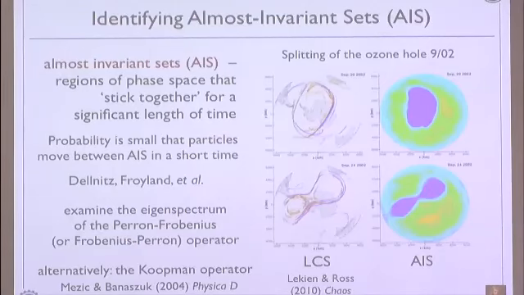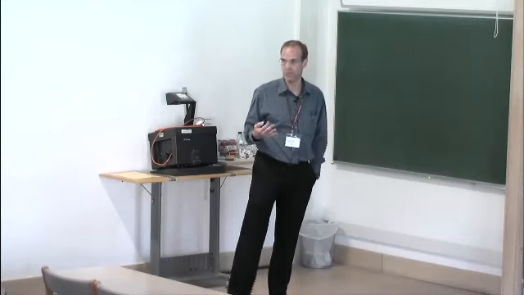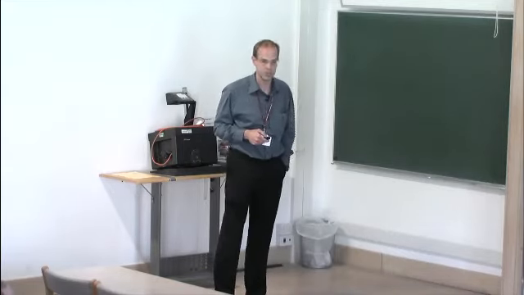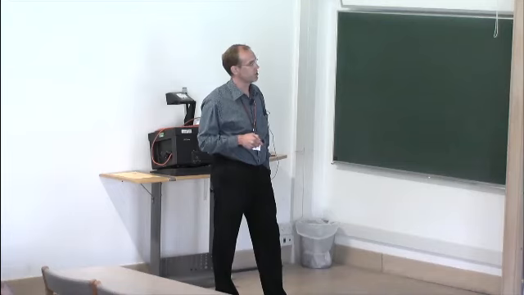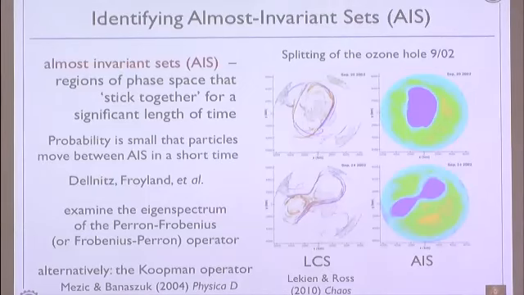This is something that Michael Dellnitz and Gary Froyland have been working on for over a decade, looking at how that connects to the Perron-Frobenius operator, and looking at the eigenspectrum of the Perron-Frobenius operator. It's also related to this idea of the strange eigenmode. There's the mixing matrix that's been used as another way to look at this. Igor Mezić has looked at the Koopman operator, which is intimately related to this same idea.